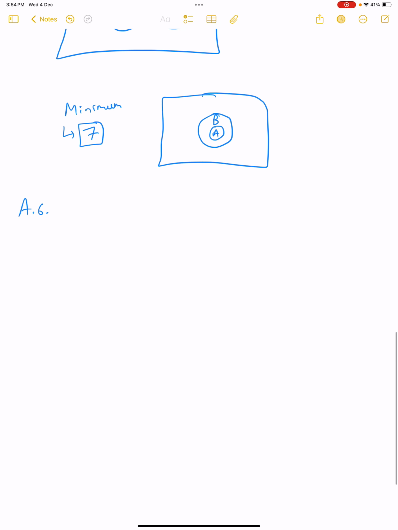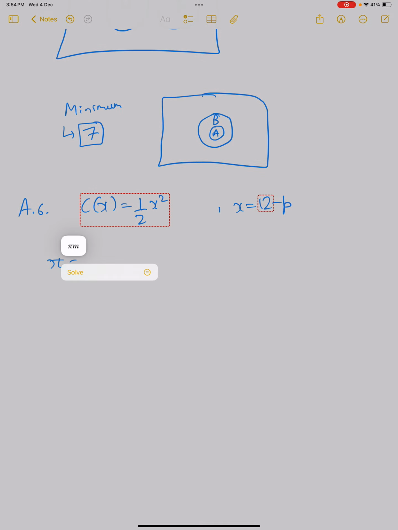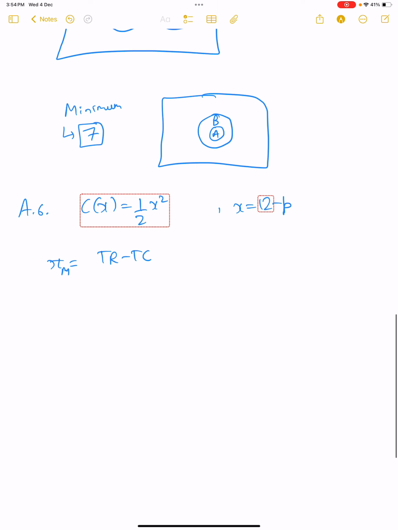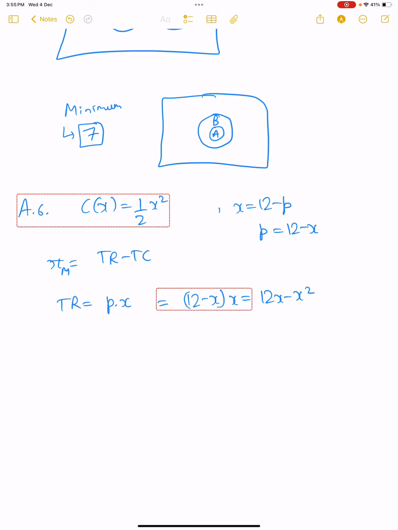Solving question 6, the cost function was half x square and the demand function was 12 minus p. Now the profit for a monopolist is total revenue minus total cost. We can find the inverse demand function, which would be 12 minus x. Total revenue is nothing but price into quantity. Quantity here we are denoting by x. So this becomes 12 minus x into x, which is 12x minus x square.